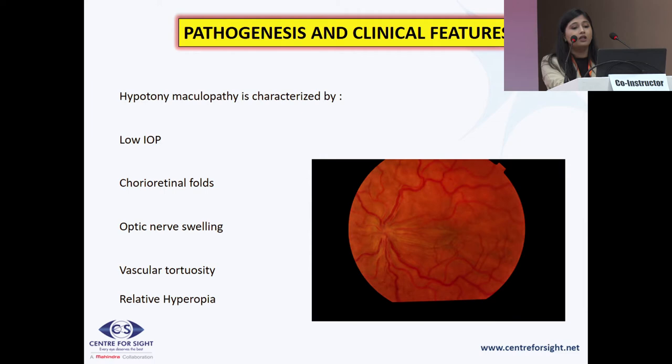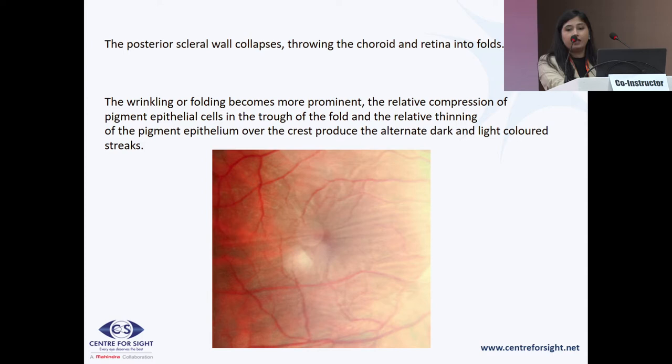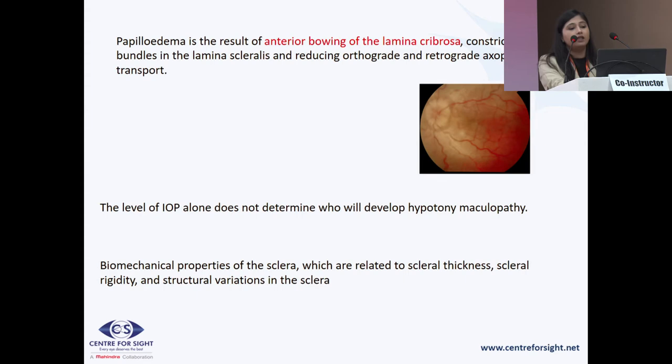Usually these patients present with low IOP, chorioretinal folds, optic nerve swelling, vascular tortuosity, or relative hyperopia. These chorioretinal folds appear as dark and light streaks on biomicroscopy, and the cause for them is the scleral wall collapse or shrinkage, which results in redundancy of the retina and choroid and throws it into folds. The optic disc edema usually occurs due to the anterior bowing of the lamina cribrosa, which compresses the axons and halts the axoplasmic flow. So the low IOP alone will not determine whether a patient will develop maculopathy or not.